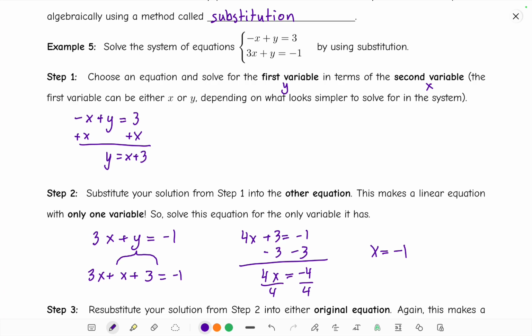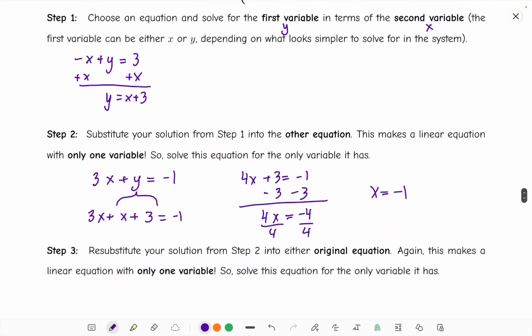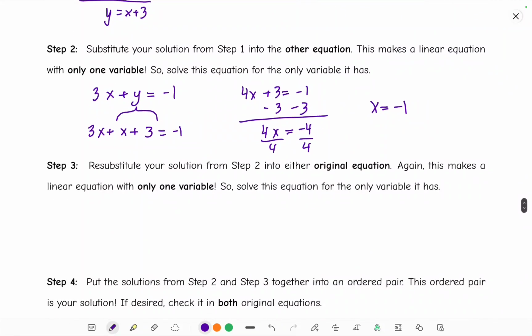Now remember, the solution to a system of equations has to be an ordered pair. So even though we got a solution for x, we still need to find what y is. To figure out what y is, you take the solution from step 2 and enter it into either equation, the original or the other. Again, this makes a linear equation with only one variable, so we get to solve that equation for the only variable it has. So let's put it into the first one.